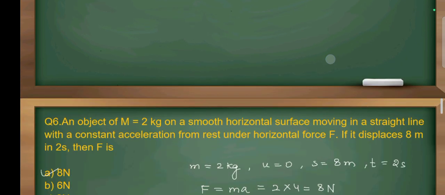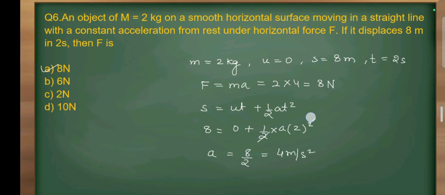Okay. Now question number 6. An object of mass 2 kg on a smooth horizontal surface is moving in a straight line with a constant acceleration from rest under horizontal force F.